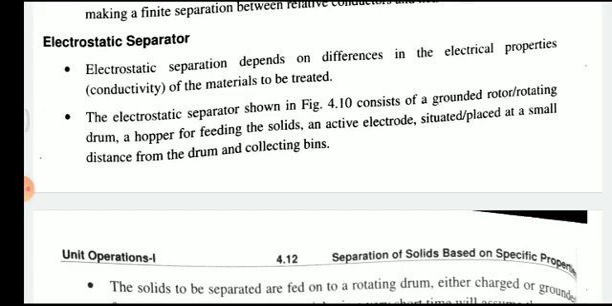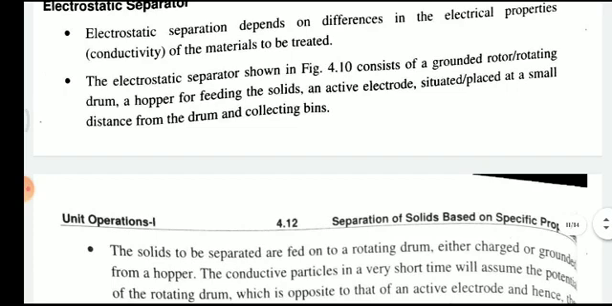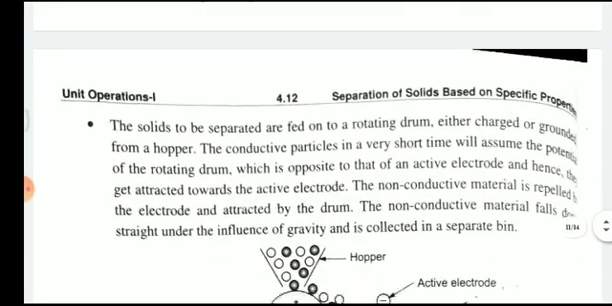The electrostatic separator shown in figure 4.10 consists of a grounded rotor, or a rotating drum, a hopper for feeding the solid, an active electrode, which is placed at a small distance from the drum, and collecting bins.